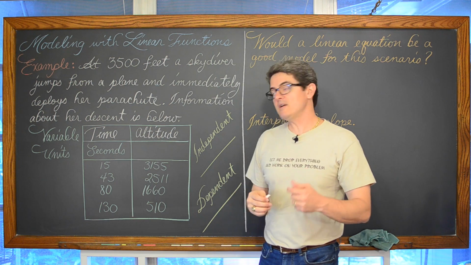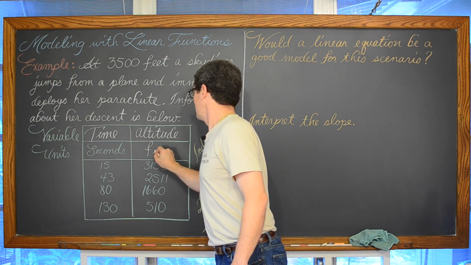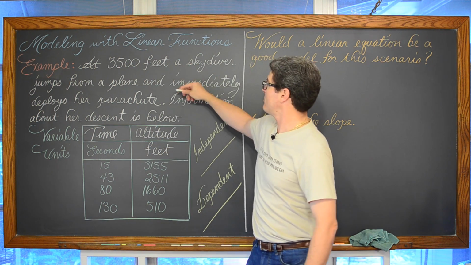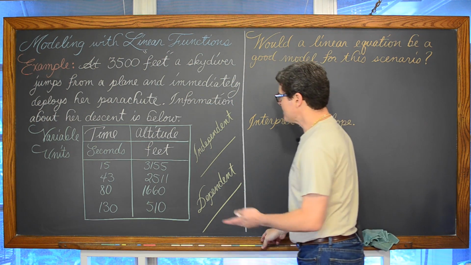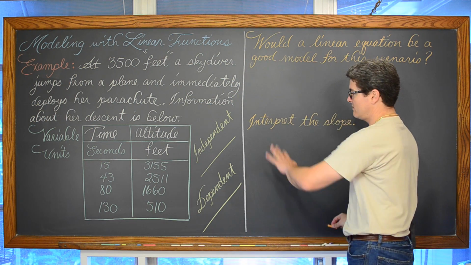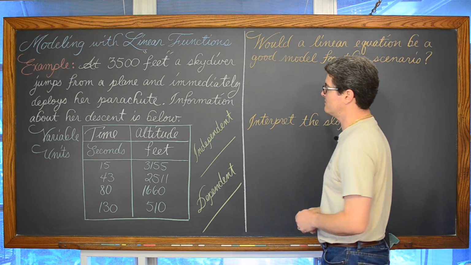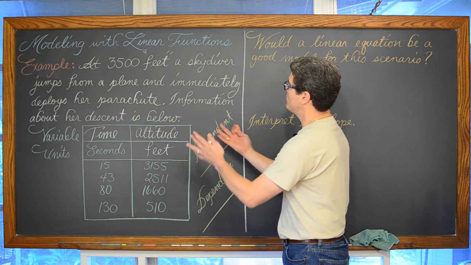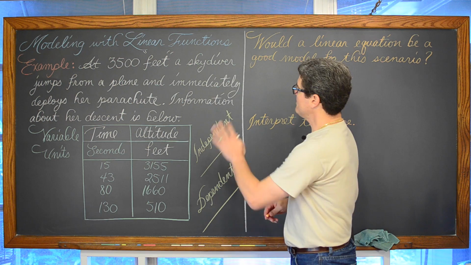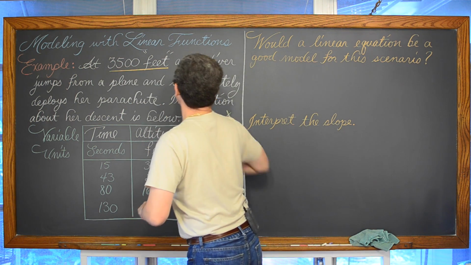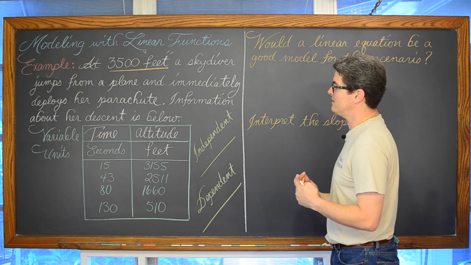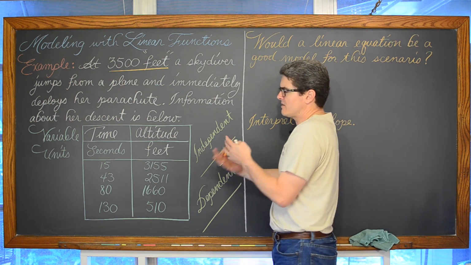And the unit of measure, because of how the problem reads right there, is going to be in feet. I just realized I started to highlight those blank spaces or open values in the table. Going back in the reading, how would you identify that? At 3,500 feet, a skydiver jumps from a plane, and you can think of that setting.